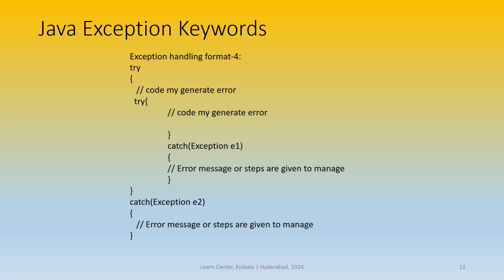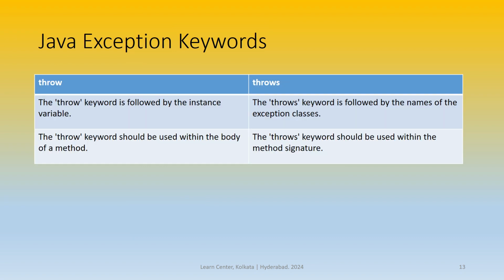There may be another type of format I'm showing here. This is called nested try catch. See, within the try there is another try catch. In some situations it may be required to use it.